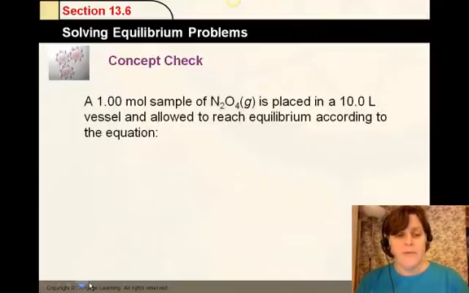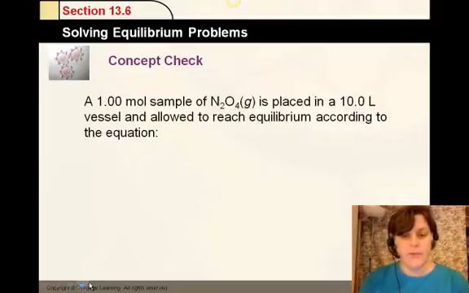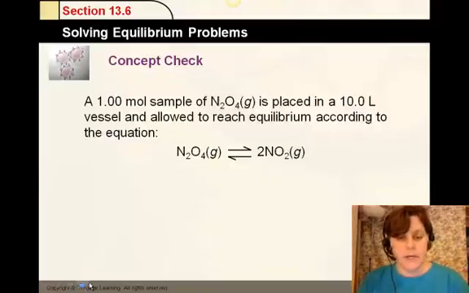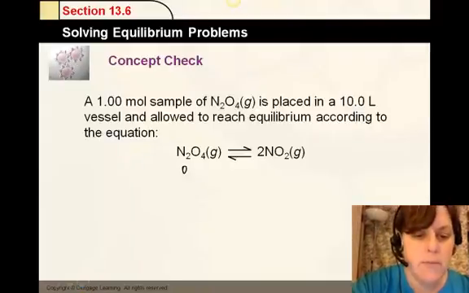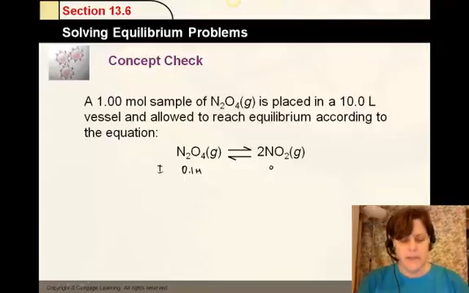Okay. A 1 mole sample of N2O4 is placed in a 10-liter vessel and allowed to reach equilibrium according to this equation here. Notice it's a 1 to 2 ratio. This time it's 1 over 10 because it's 1 mole in 10 liters. So this is 0.1 molar. That's the initial. We don't have any product.